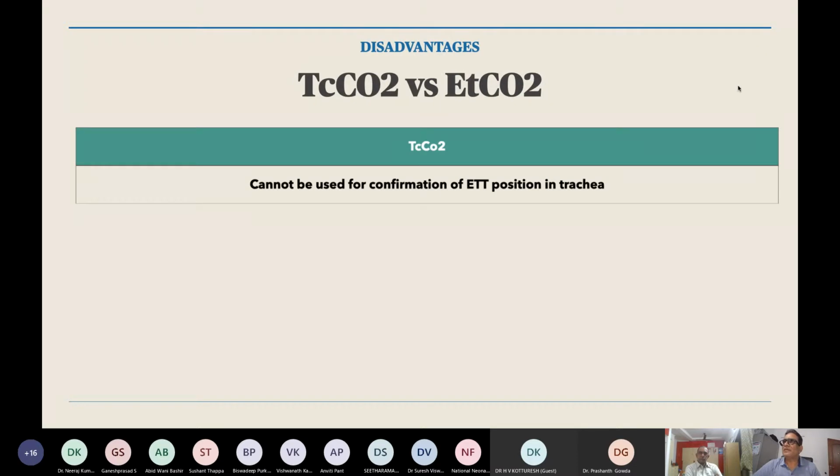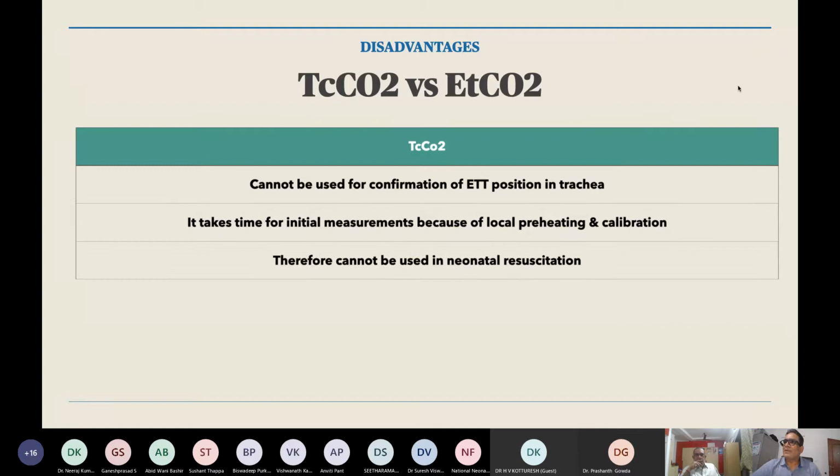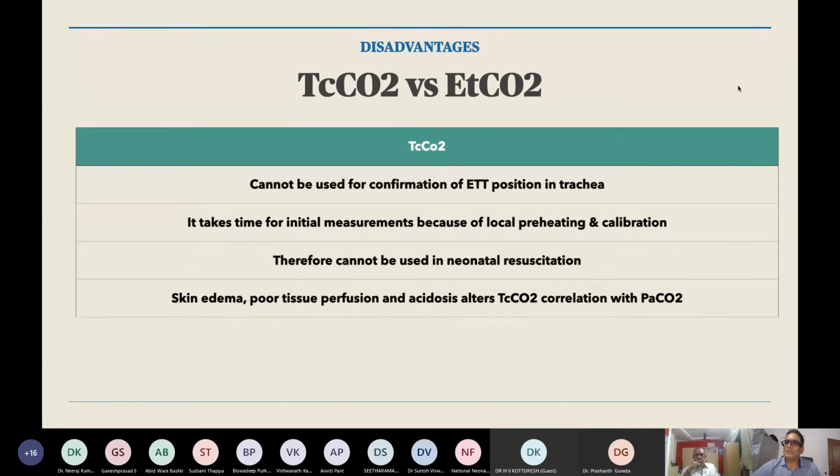Whereas the disadvantage is it cannot be used for confirmation of the ET tube position. Say, for example, the EtCO2, we sometimes use it in the labor ward or in the theater soon after intubation to see whether the ET tube is in the trachea or in the esophagus. But because the transcutaneous CO2 takes some time to give the reading, because the skin has to be heated to measure the CO2 readings, it cannot be used in delivery room situations. It cannot be used in neonatal resuscitation, and it cannot be comfortably used when there is skin edema, poor tissue perfusion, acidosis, and all those things.